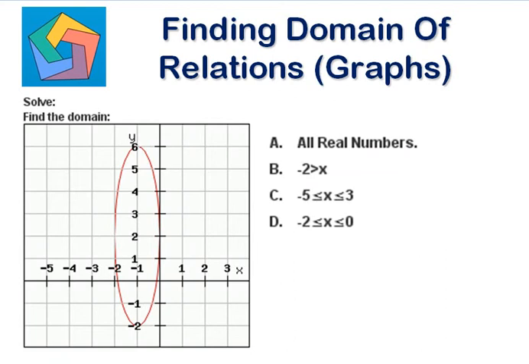Next problem. Find the domain. We can see an oval curve here intersecting the x-axis at -2 and 0. Try to move along it. It starts at -2 and ends at 0. So I can say the domain of this function is -2 ≤ x ≤ 0, because no other x value is covered on this graph.